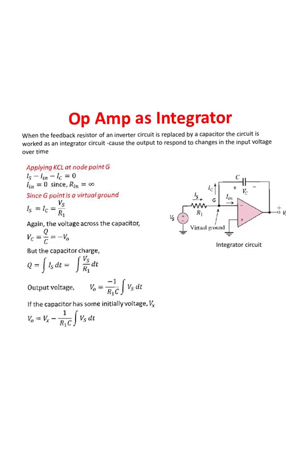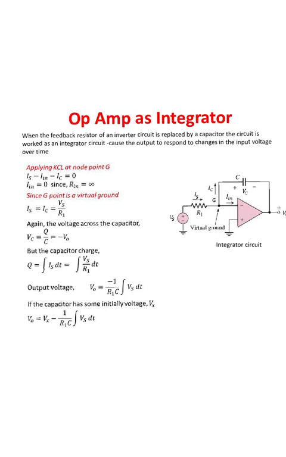Coming to the op-amp as an integrator, when the feedback resistor of an inverting circuit is replaced by a capacitor, the circuit works as an integrator. The output responds to a change in the input voltage over time. Applying KCL at the node point G, Is minus In minus Ic is equal to 0. G is a virtual ground, so Is is equal to Ic is equal to Vs by R1.